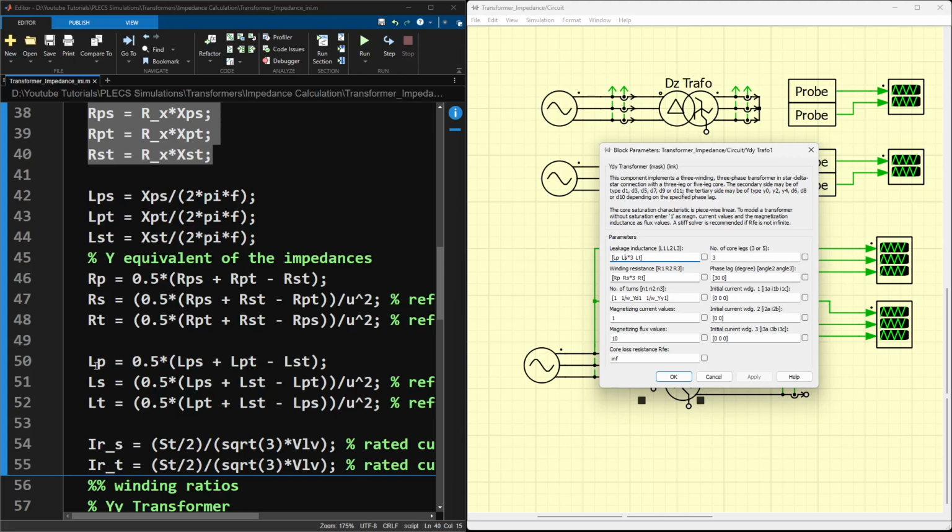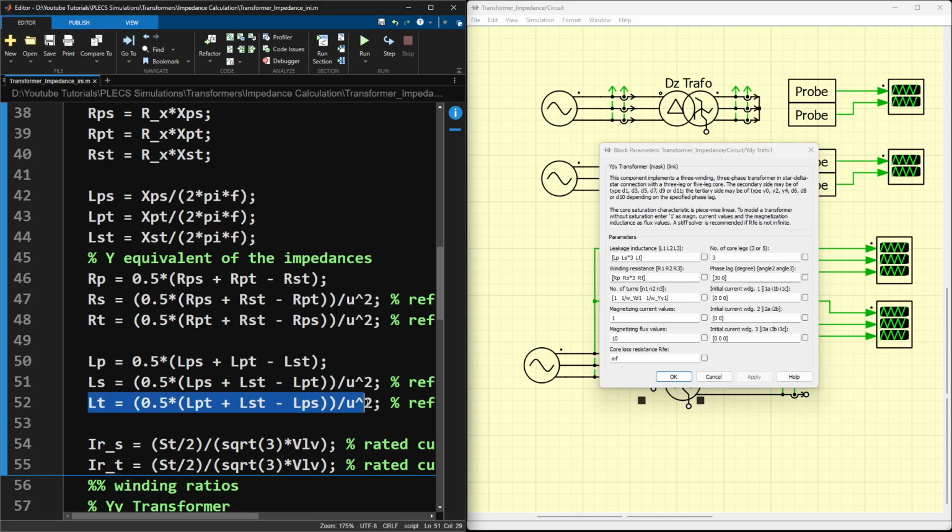This is what I mean. If I calculate the primary side impedance, LP, the inductance in that case, it is referred to the primary side. If we take the secondary side inductance, it is now referred to the secondary side. So you see the first calculated value of impedance, which was on the high voltage side, primary in this case, is now referred to its own secondary side, that is divided by U squared. Same applies for the tertiary side.